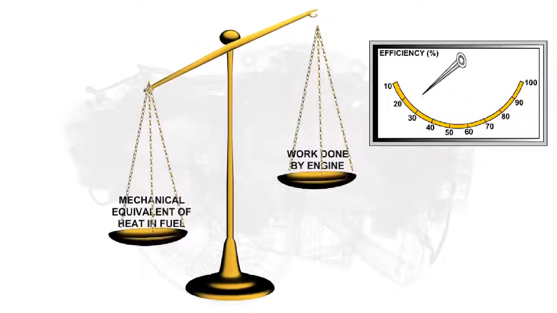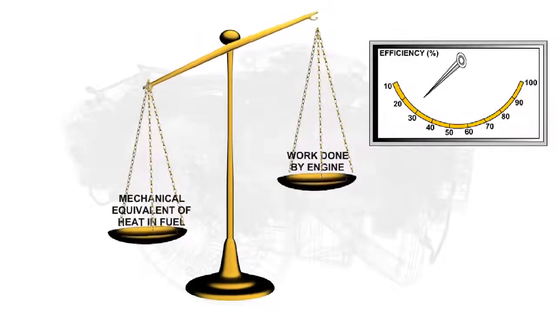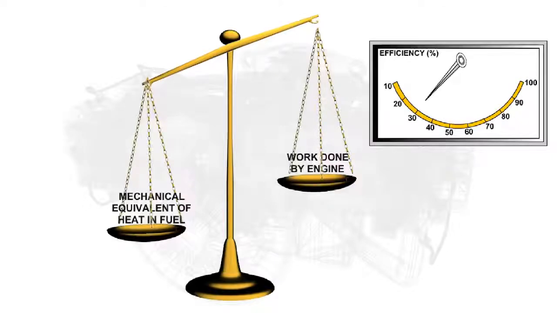The thermal efficiency of an engine can be defined as the ratio of the work done by the engine to the mechanical equivalent of the heat supplied in the fuel. For any heat engine, that can be shown as the heat converted into work divided by the heat energy available in the fuel times 100.